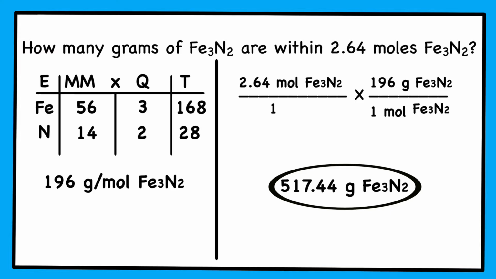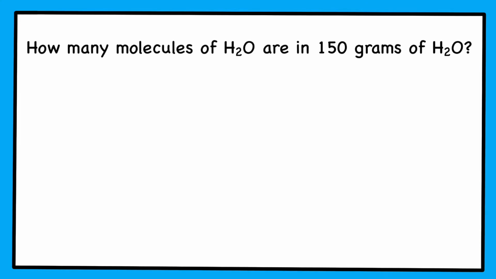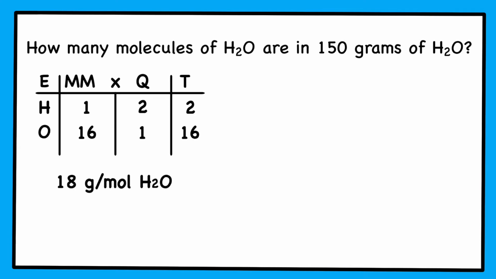Before I finish up this video, let's connect everything we've talked about in the last 3 lecture videos so far. Let's say I'm asked to calculate how many molecules of water are within 150 grams of water. How do I do that? Well, this is nothing more than having to convert our grams of a compound to our moles of a compound, then taking our moles of a compound and converting it to molecules using Avogadro's number. So, we found that the molar mass of water earlier is 18 grams per mole.